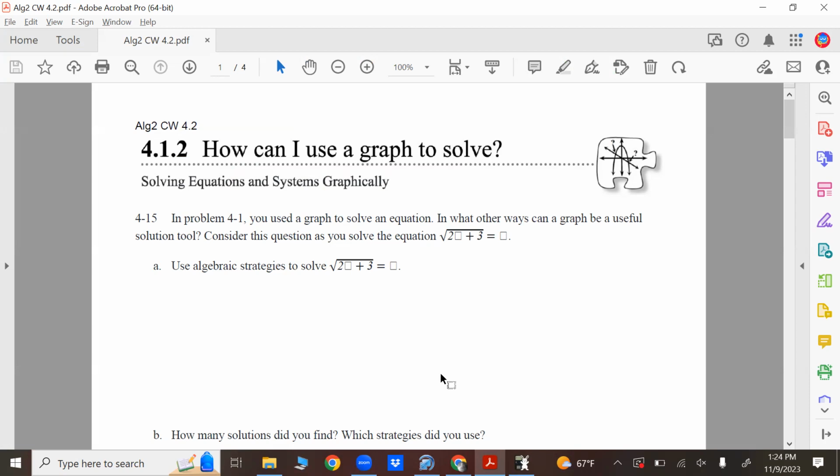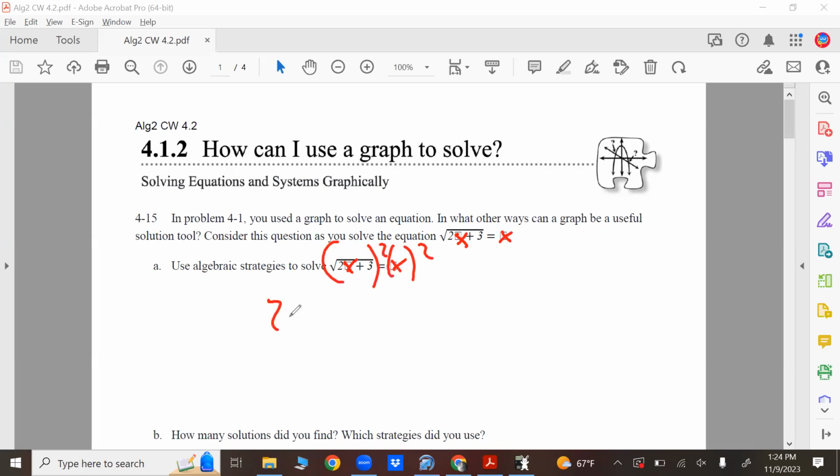Consider the following equation. This was x, by the way. Root 2x plus 3 equals x. So algebraically, I'm going to show you what to do, and then I'll show you how we can do this graphically. So if you have a radical, what's the first thing you should do when you see a radical? First thing you should do, square both sides fully, right?